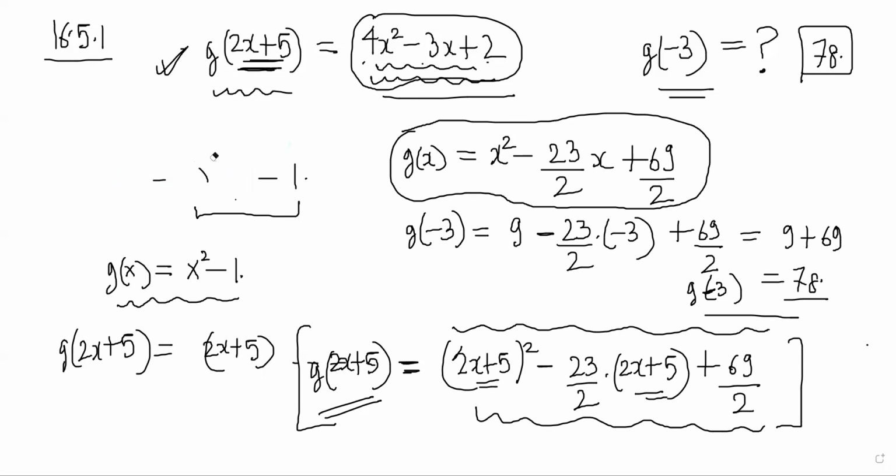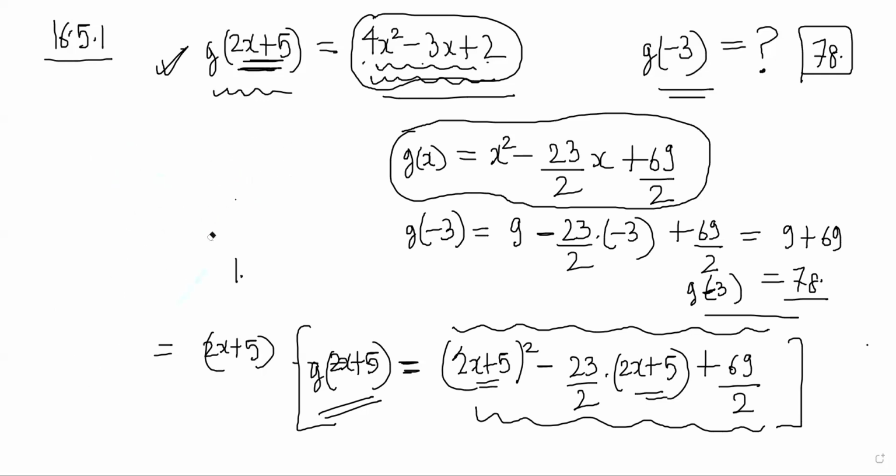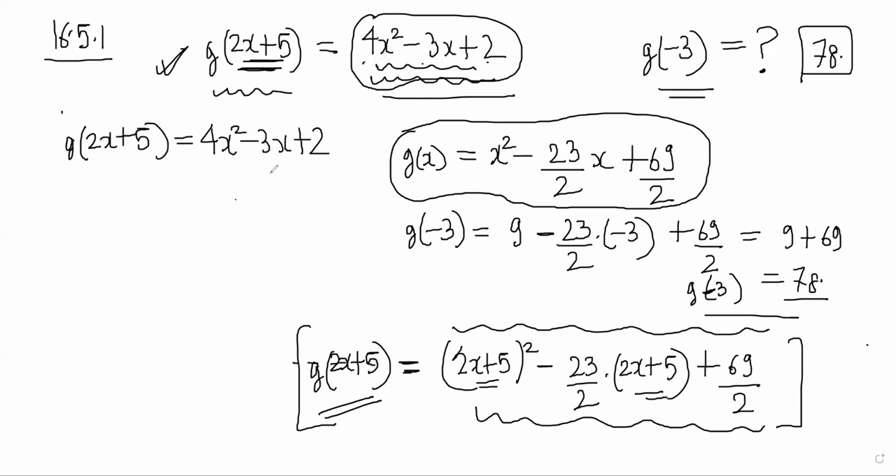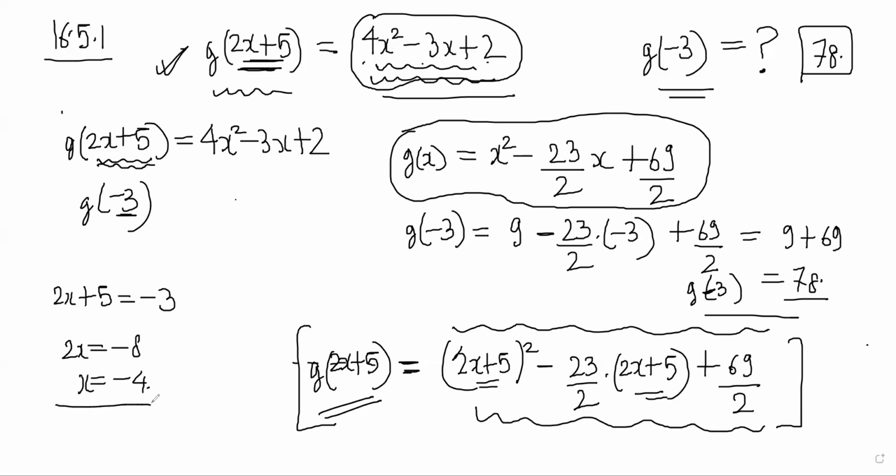Another way to do this question would have been, instead of trying to find g of x, you can just try to get the answer g of minus 3 by realizing that I already know what is g of 2x plus 5: 4x squared minus 3x plus 2. I don't care about what g of x is, I need g of minus 3. So from here it should be obvious what is the value of x you need to take to make it minus 3. If 2x plus 5 is minus 3, 2x is equal to minus 8 and x is equal to minus 4.